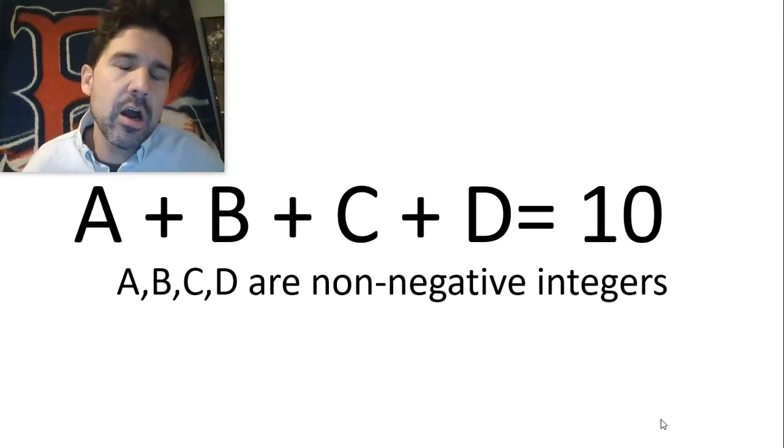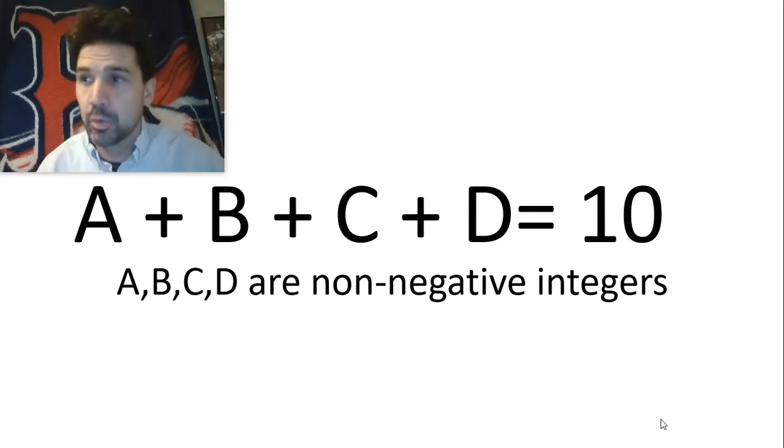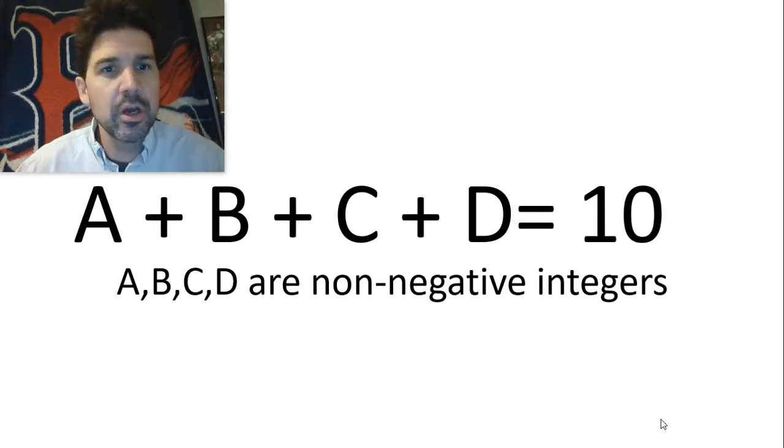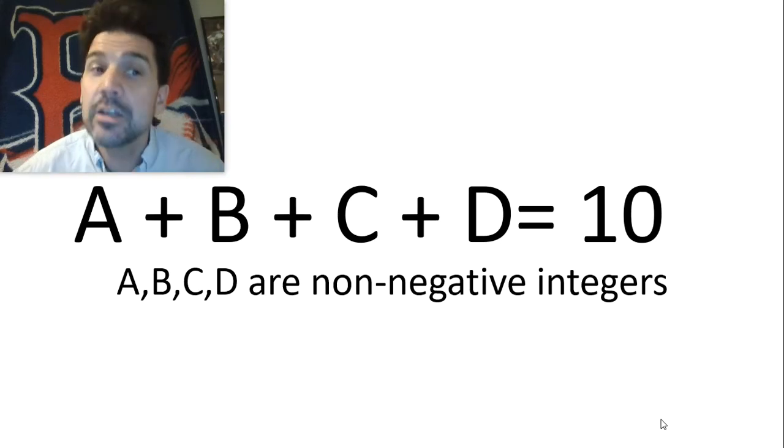Now, you might get a problem that makes things a little trickier because you could have zero. Oftentimes you'll see these problems say non-negative integers too. Non-negative integers means all the positive integers, 1, 2, 3, 4, 5, plus zero. So if they can equal zero, this becomes a trickier problem, but you can still use stars and bars.